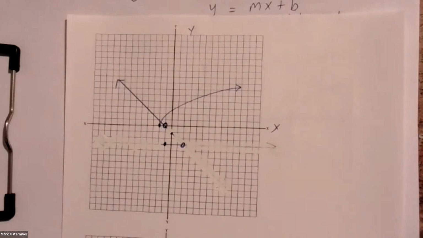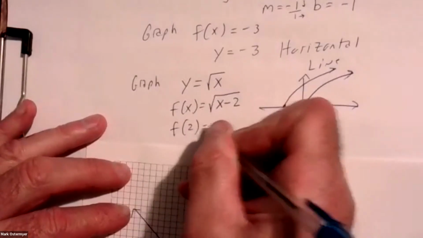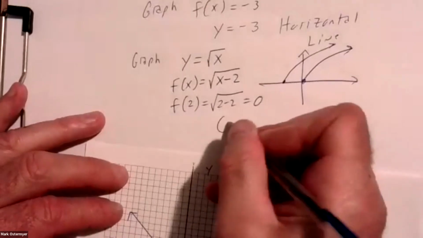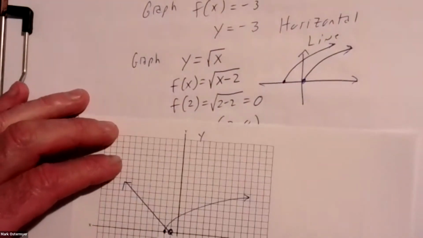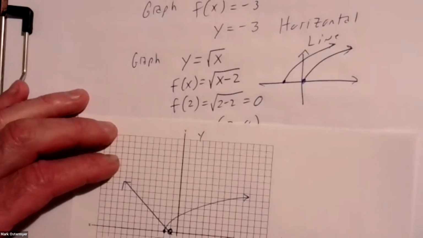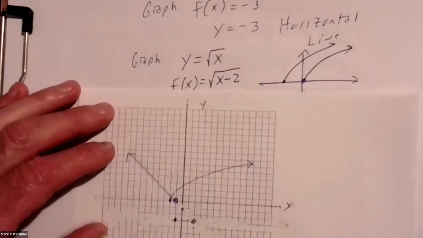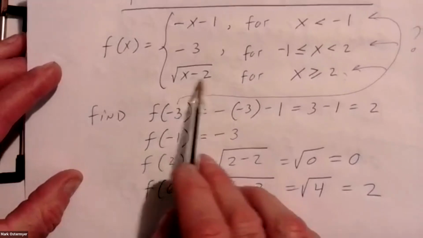Well, if I actually put 2 into this function and evaluated the function at 2, I would have the square root of 2 minus 2, which is 0. So we should have the point (2, 0) that lies on our graph, correct? Okay, so what is going on here? Wait a minute. We shifted this the wrong way.